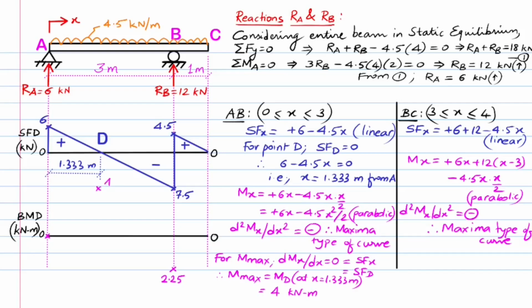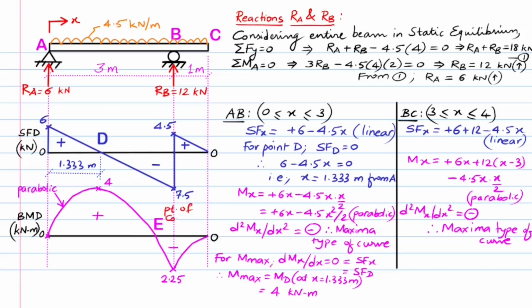The maximum bending moment is found as 4 kilonewton meter for the point D in the region AB by setting x equal to 1.333 meters in the bending moment equation. The parabolic curve is hence drawn for the region AB in the bending moment diagram. Also, another parabolic curve of maxima type is drawn for the region BC in the bending moment diagram.